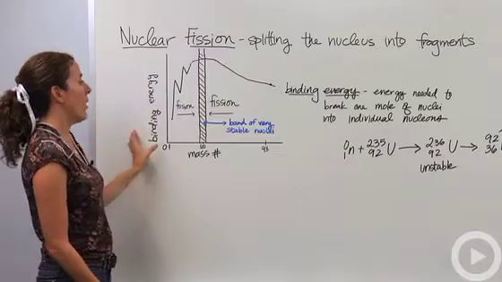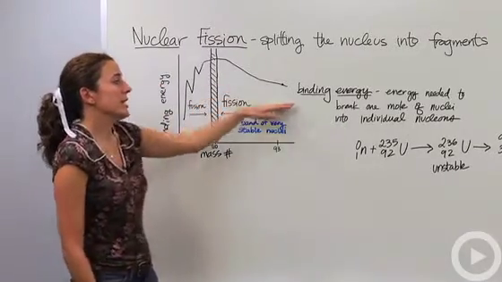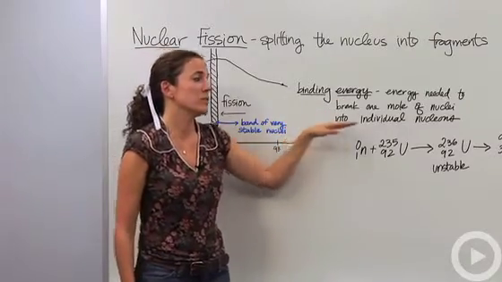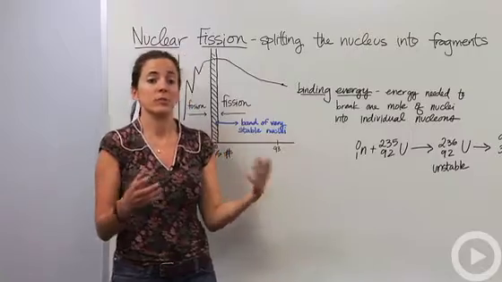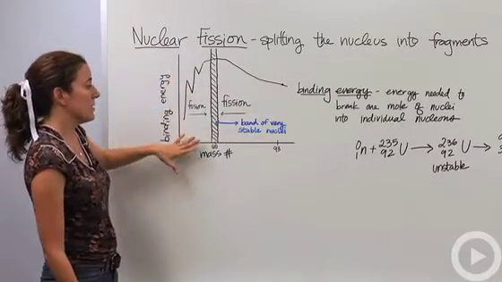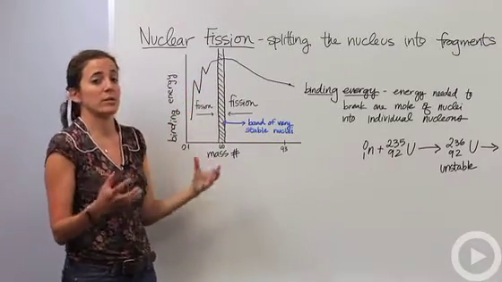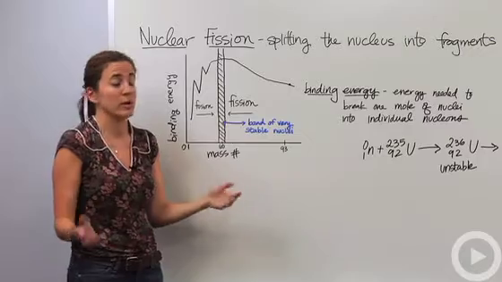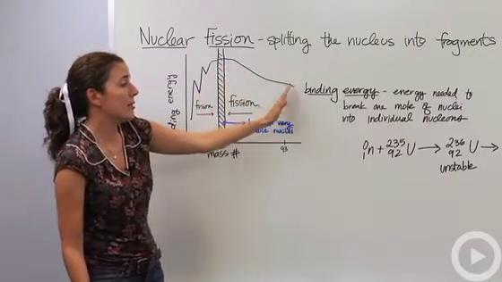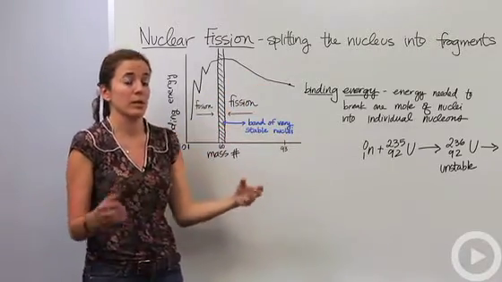This graph has binding energy on the y-axis and mass number on the x-axis. Just a heads up, binding energy is the energy needed to break up 1 mole of nuclei into its individual nucleons, or individual particles, protons and neutrons. For low mass numbers down here, it doesn't take a lot of energy to break apart into separate parts. Up here also it doesn't. As you get to higher mass numbers, it doesn't take as much energy to break itself up into separate parts.